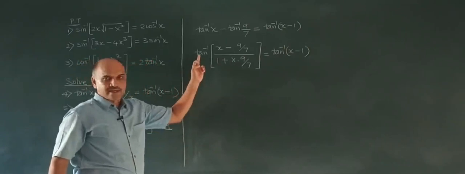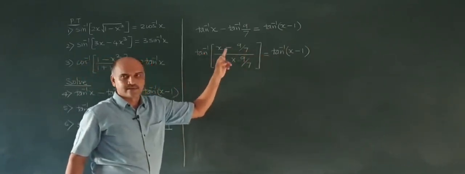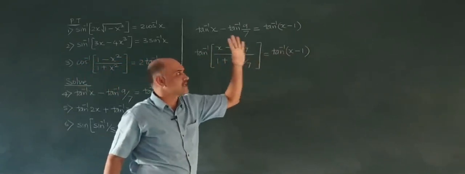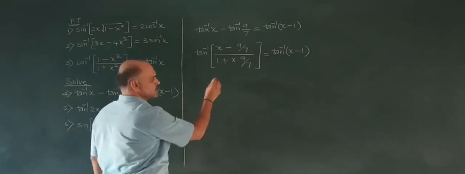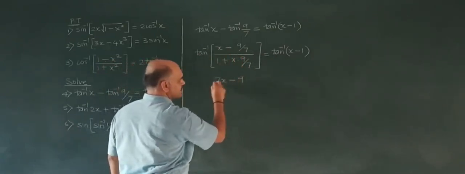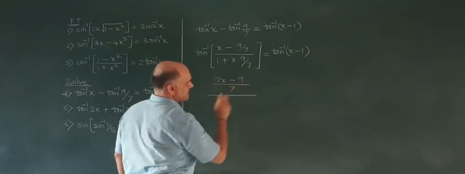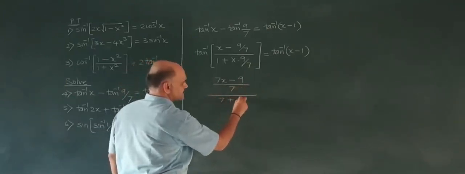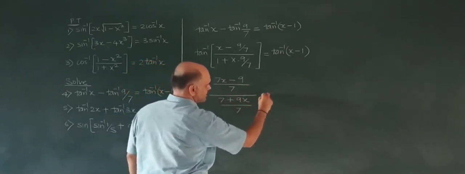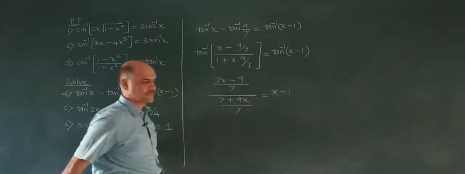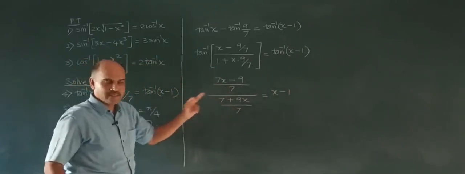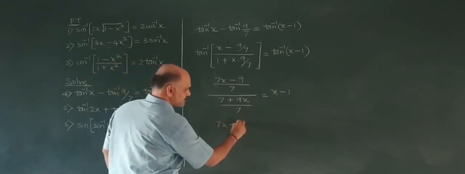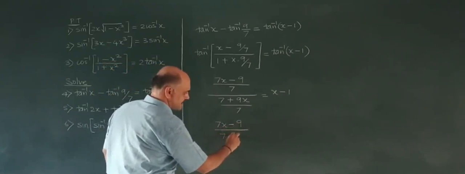So now on both sides tan inverse gets cancelled, or you may say this bracket is equal to x minus 1. So tan inverse gets cancelled. Here I will take LCM. So I will have (7x minus 9) whole divided by 7, divided by (7 plus 9x) divided by 7, is equal to x minus 1. Now here again on the LHS this 7 gets cancelled. So I will be having (7x minus 9) divided by (7 plus 9x) is equal to x minus 1.